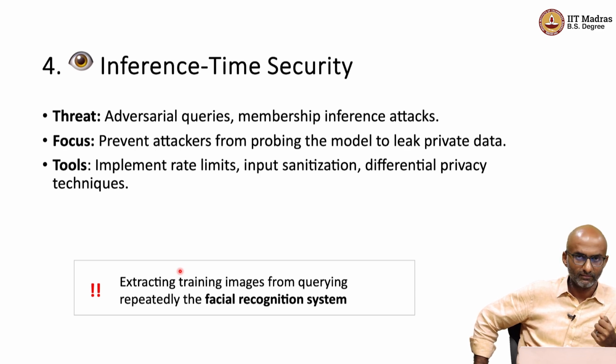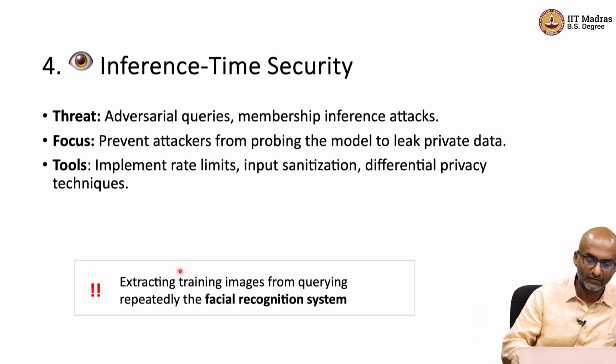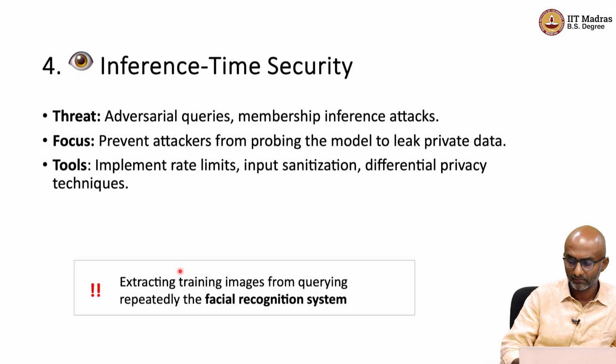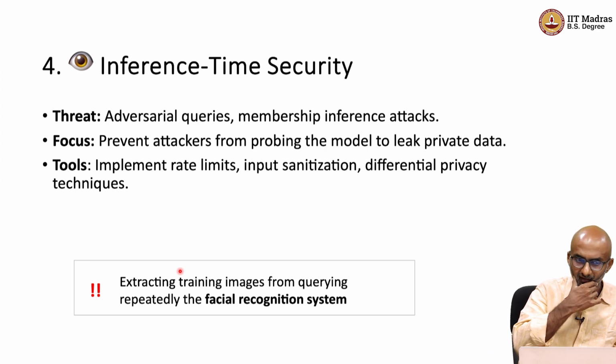So the facial recognition system example that we saw on slide 1, that's an example where training images were extracted from the ML API by repeatedly querying using various combinations of name image pairs. But if you had implemented rate limits, we could have really slowed them down significantly, such that the intelligence that's obtainable becomes negligible over a period of time. Or if we know they are not genuine users, then we can just completely stop them using access control mechanisms.